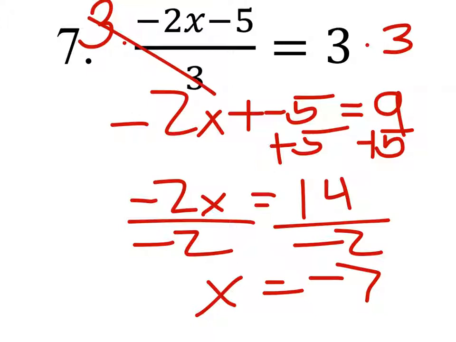So let's come back here and check, right? So negative 2 times negative 7 is 14. Minus 5 is 9. Divided by 3 is 3, right? So that does check out right up in here.